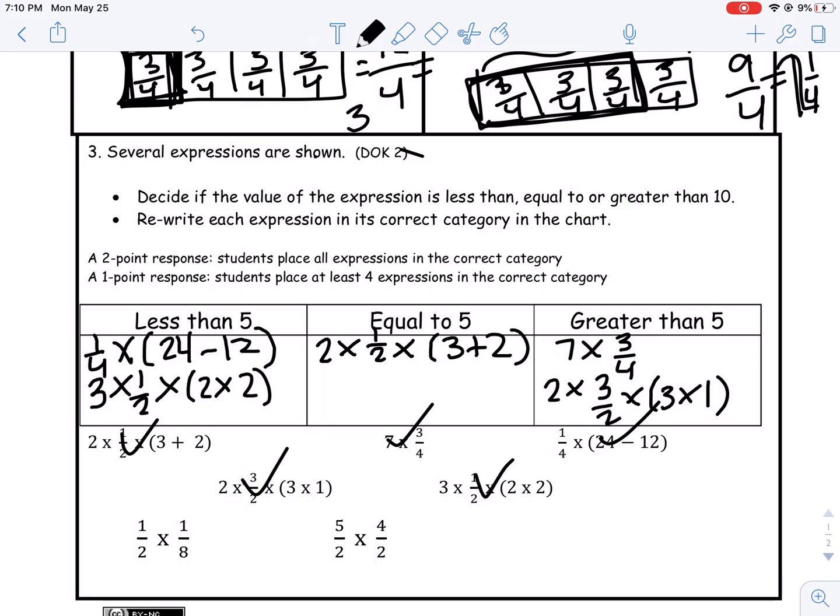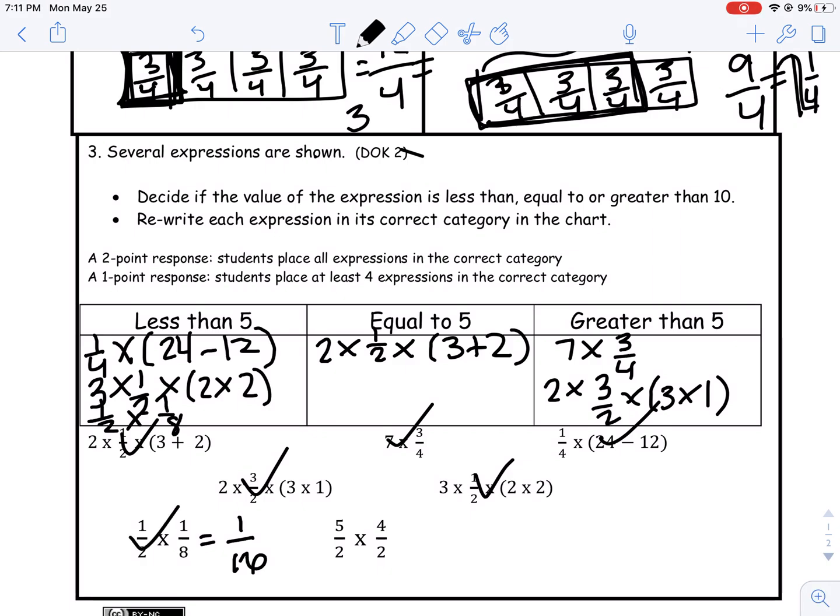So finally I have 1/2 times 1/8. 1 times 1 equals 1. 2 times 8 equals 16. Can't reduce that any further. 1/16 is less than 5. So I have 1/2 times 1/8 over there. So I got that one done.